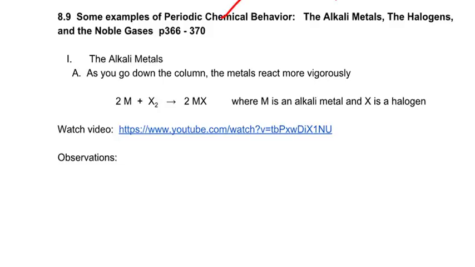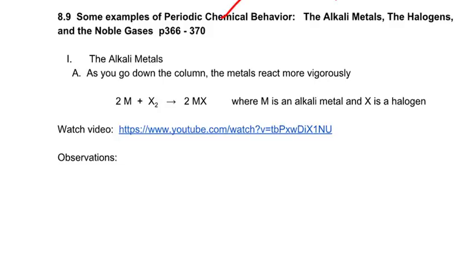We'll talk about the halogens, which are group 17. We know that they have very high ionization energy, but they also have very high electron affinity. They love those electrons. It's very exothermic when they grab those electrons. And then we also know some of the noble gases. So let's begin with the alkali metals.